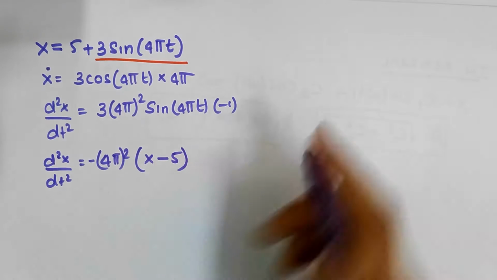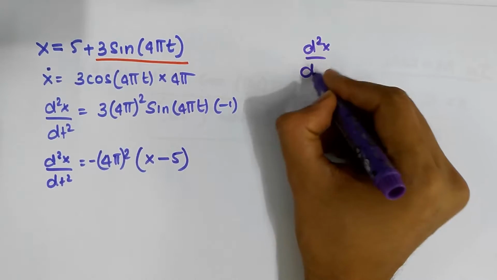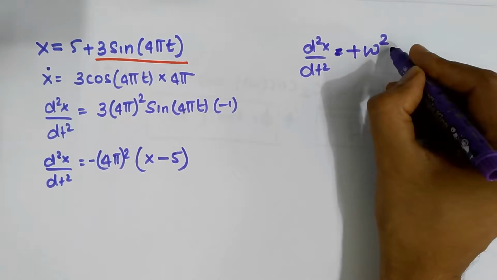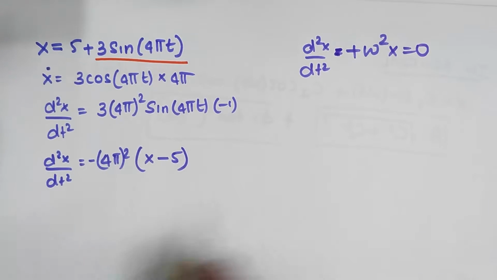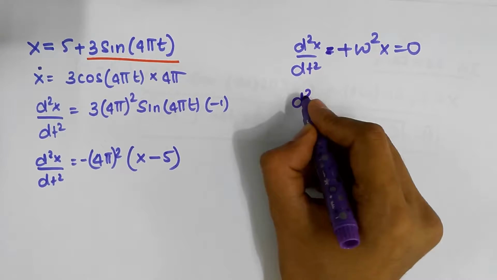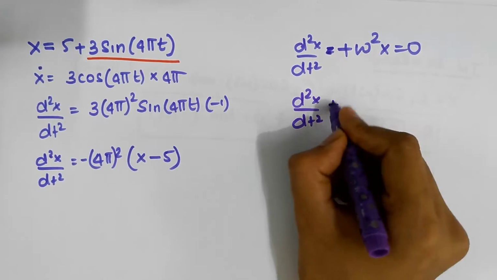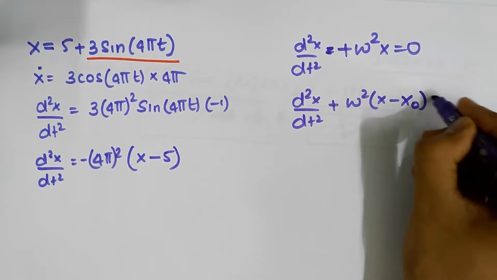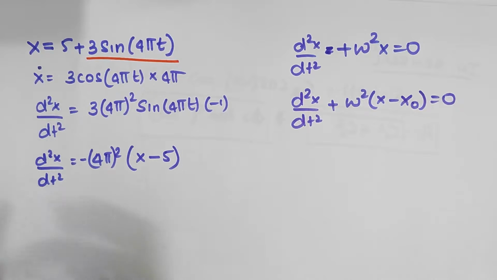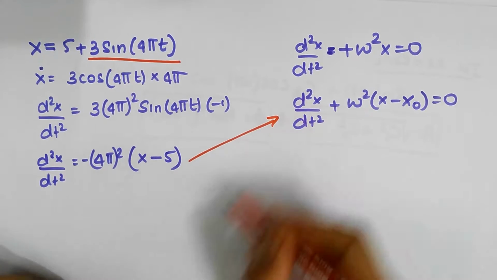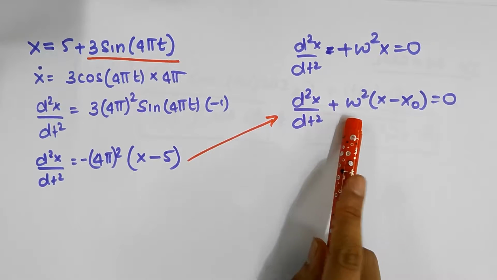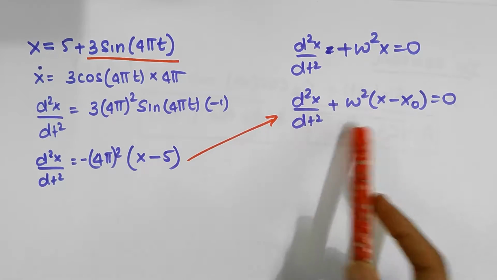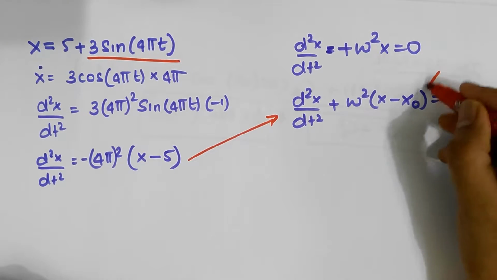But now here's the question. This does not represent d squared x by dt squared plus omega square into x equal to 0. It doesn't represent that form. Instead, it's representing a form d squared x by dt squared plus omega square into x minus some number, let's call it x naught, equal to 0. This is the form of the differential equation we have now. And I don't even know whether that's omega anymore, because you could only call it omega if it's in this form, but it feels like it's omega. So the question is, is this a simple harmonic motion? Is this SHM?